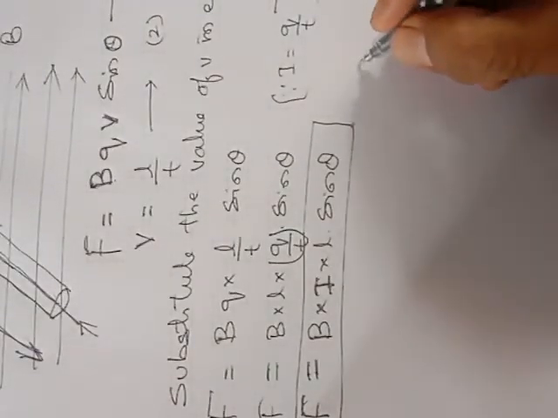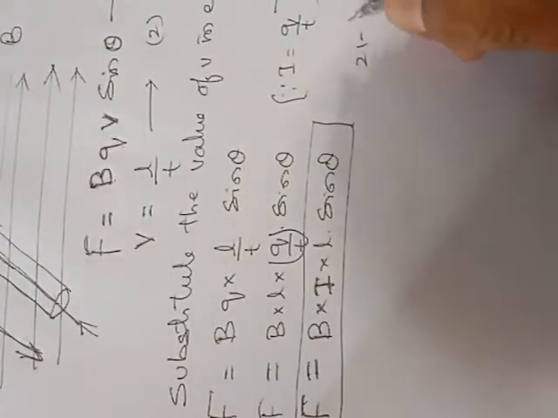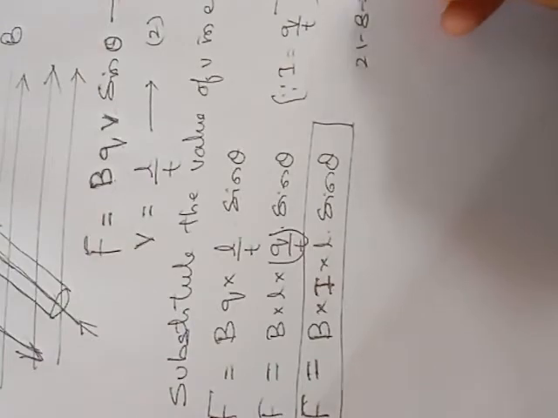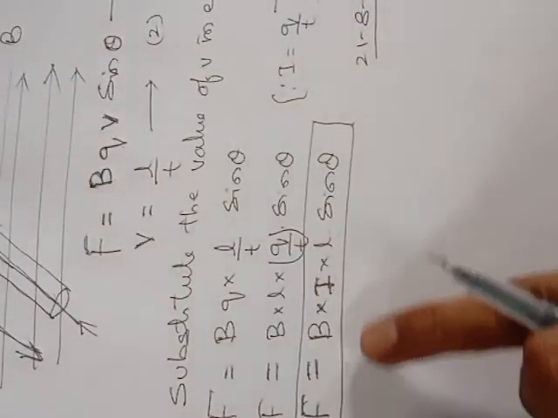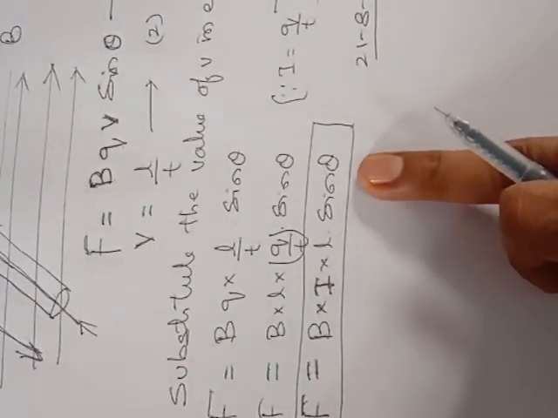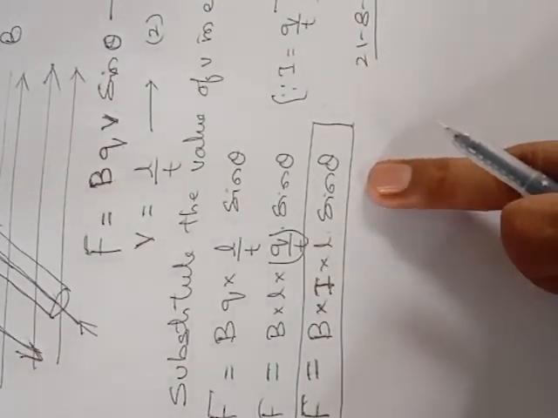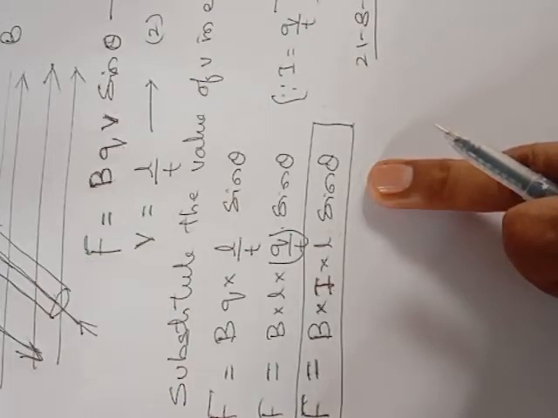Dear students, today we have to start the derivation which we have completed yesterday. F is equal to BIL sin theta. This derivation we have completed yesterday. So this was the magnetic force on a current carrying conductor.